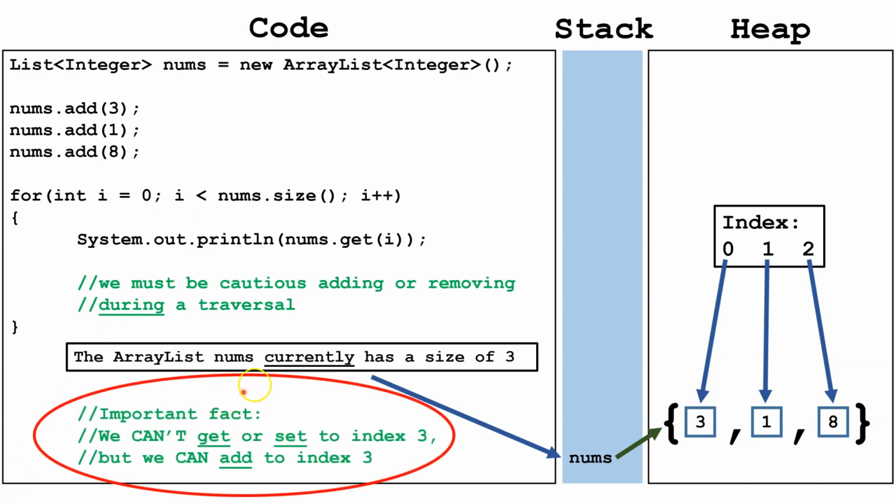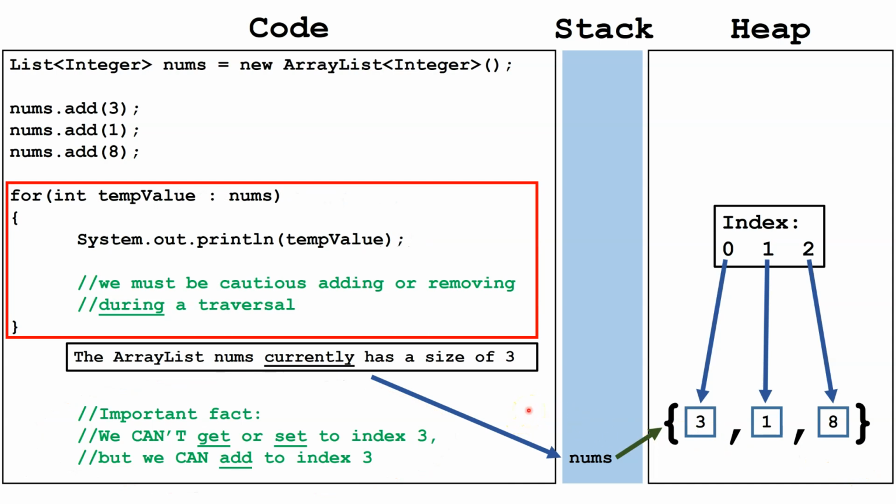An important fact to know about ArrayLists is that we can't get or set to an index that doesn't exist. In this case, index 3, because there is no index 3. However, we can add using the two-parameter add method to one past the final index. In this case, we could add to index 3 because that is where a new element would be placed anyway. We would not be able to add to index 4 because there is no index 3.